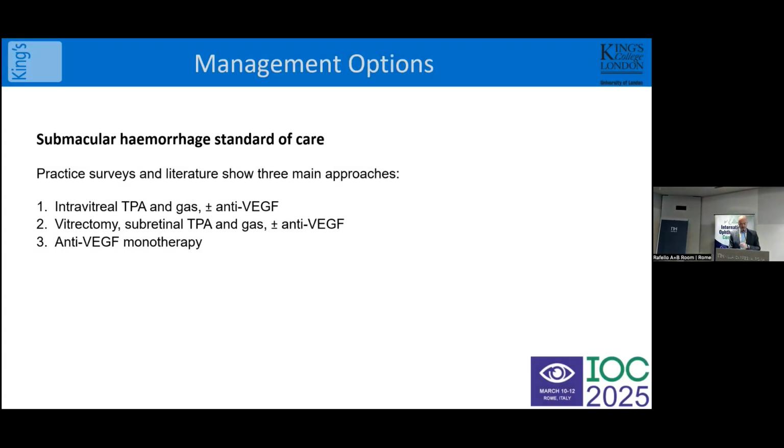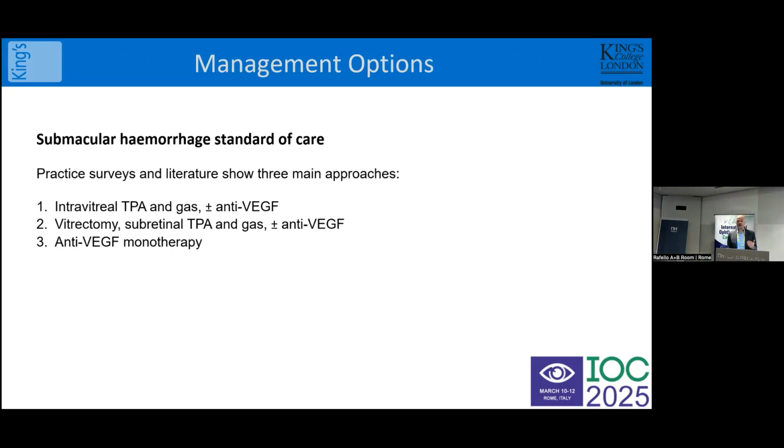So in terms of looking at the standard of care, what we did is try and look at practice surveys and look at the literature and try and work out what our colleagues are doing. How is it being treated? And it depends on which meeting you go to. If you go to a surgical retina meeting, you would think that everybody has surgery. If you went to a medical retina meeting, you would think very few people have surgery. So different crowds have different approaches, and you see that in terms of the practice surveys.